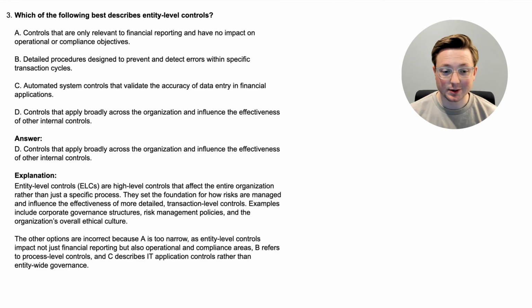Okay, here we are. The answer is D, controls that apply broadly across the organization and influence the effectiveness of other internal controls. That's the idea behind entity level controls. And that kind of makes sense. It's broad, it's across the whole organization. Let's go through the explanation. Entity level controls, or ELCs, are high-level controls that affect the entire organization rather than just a specific process.